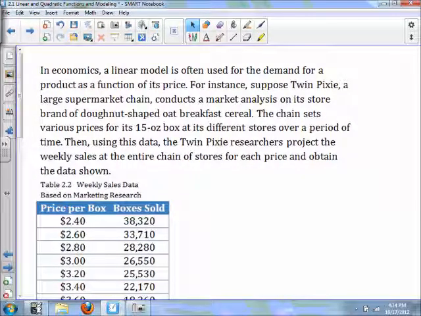Now, in economics, a linear model is often used for the demand of a product as a function of its price. For instance, suppose Twin Pixie, a large supermarket chain, conducts a market analysis on its store brand of donut-shaped oat breakfast cereal, Cheerios, but it's a store brand. The chain sets various prices for its 15-ounce box at its different stores over a period of time. Then, using this data, the Twin Pixie researchers project the weekly sales of the entire chain of stores for each price and obtain the data shown.